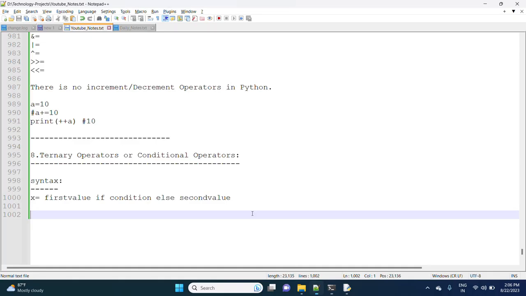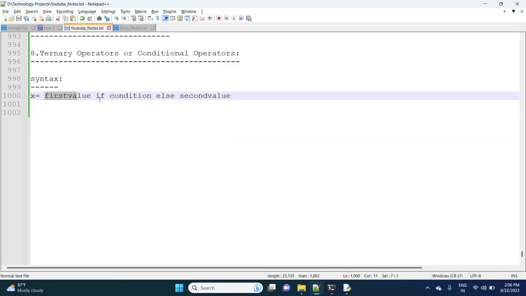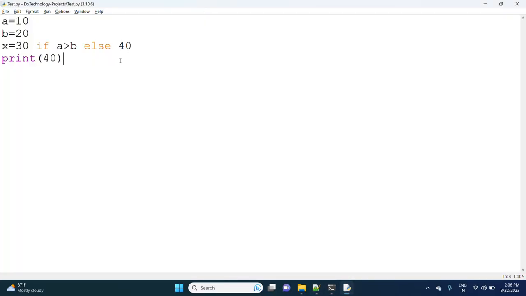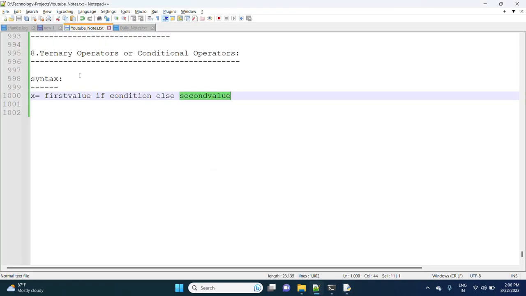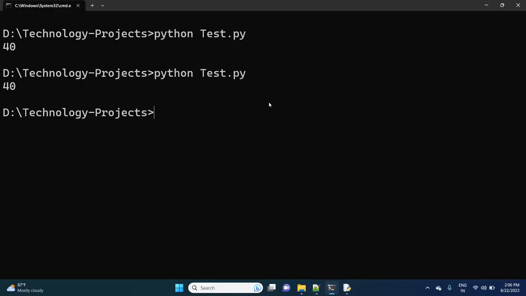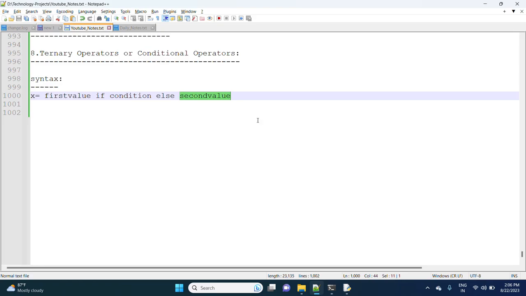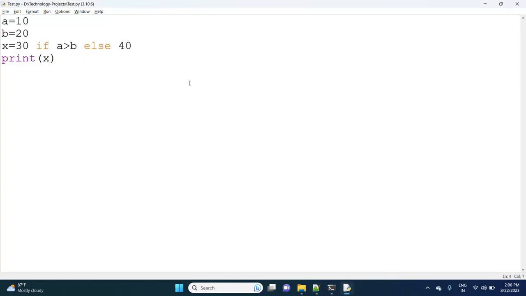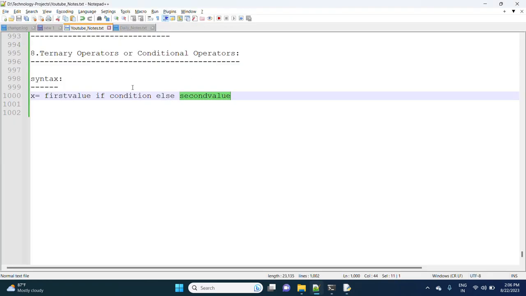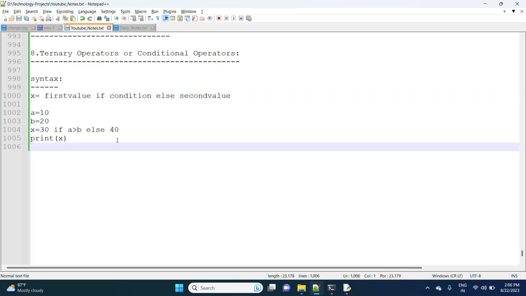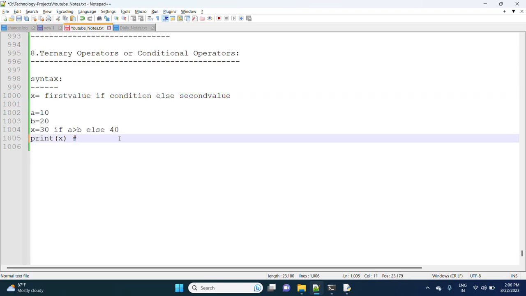Based on this syntax only, the first value is evaluated if the condition is true. If it is not, then only the second value will be evaluated. In our case, what is the answer? 40 is the answer. Here, what is the answer? 40.